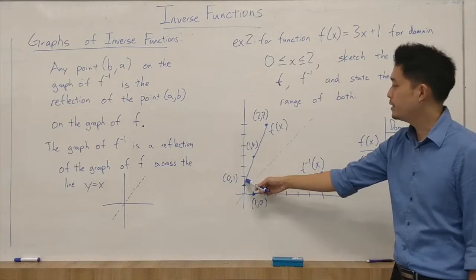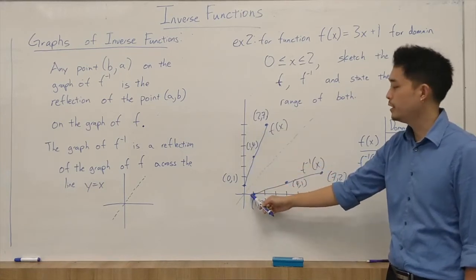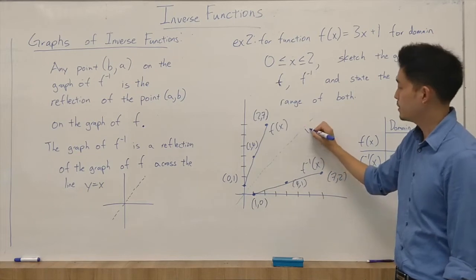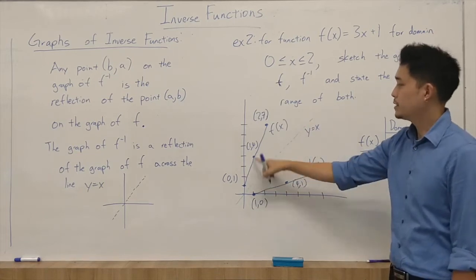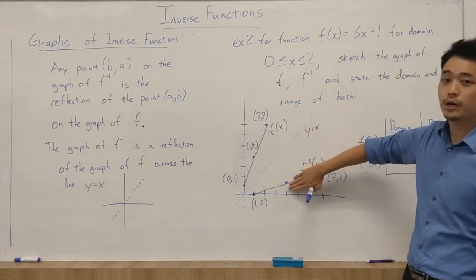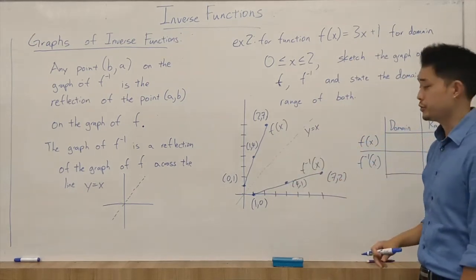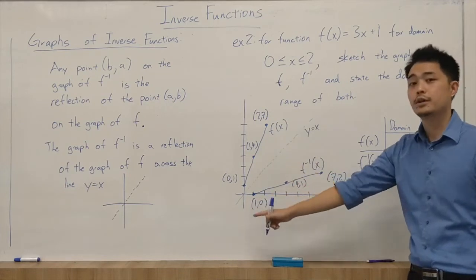Now note that this line is, like we said, directly reflected across y equals x. Right? This line is y equals x. This line is directly reflected across y equals x to the other side. And that's always going to be true for inverse functions. They're always going to be reflected across y equals x.